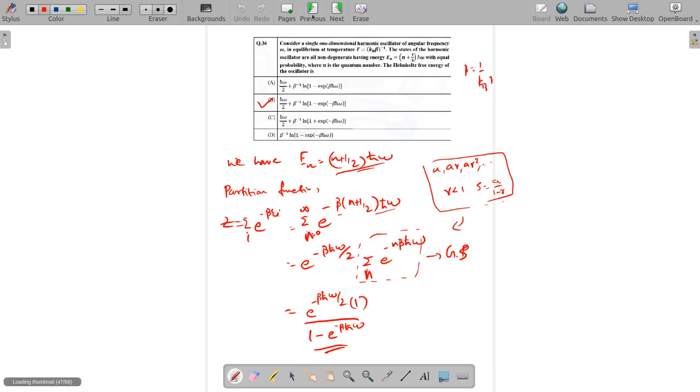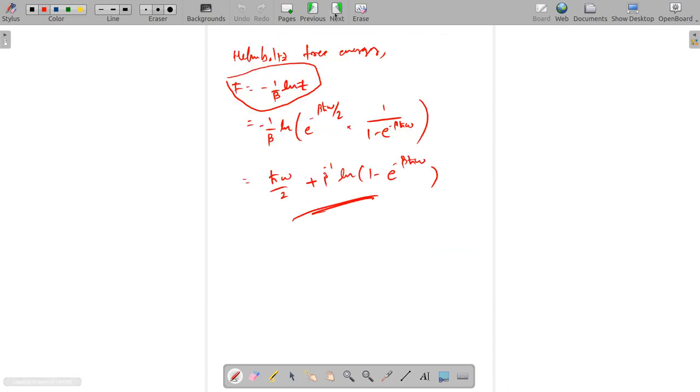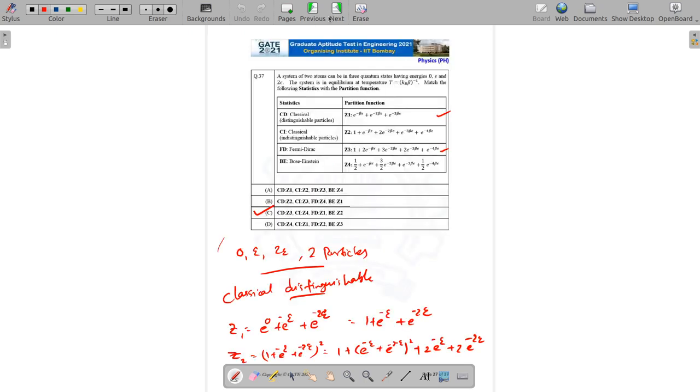Let's see the options. All of the options have this. Yeah, these are the options. And there is a plus here, and there is a minus sign here. So this is the only right answer. Option B is the right answer. Okay, so that's it. So next one.